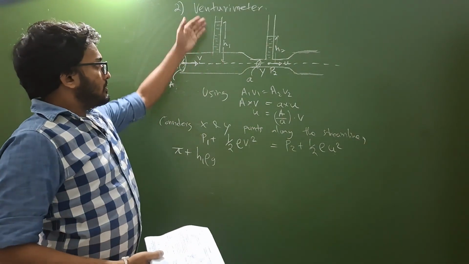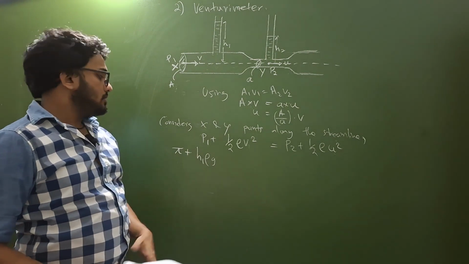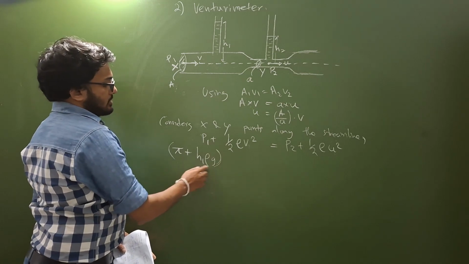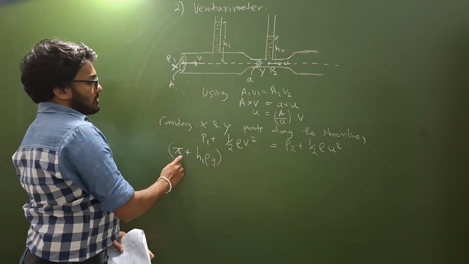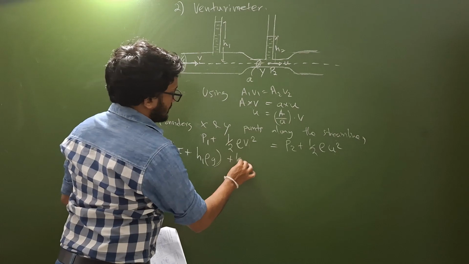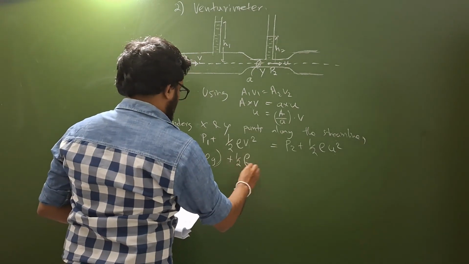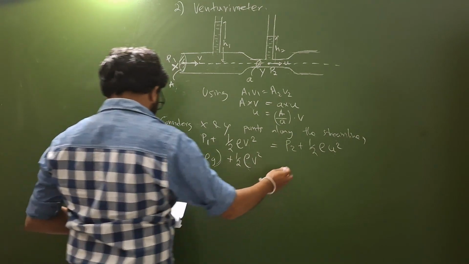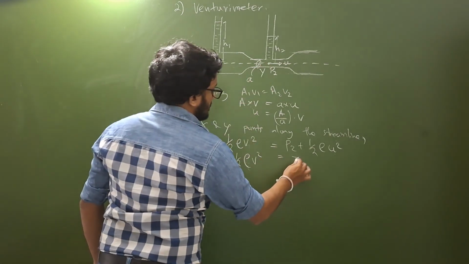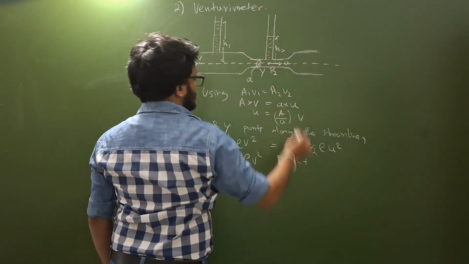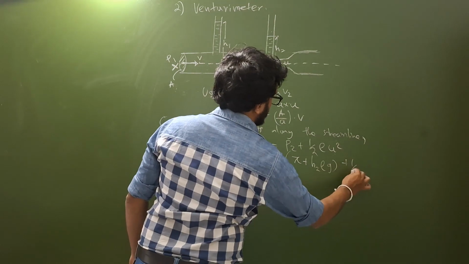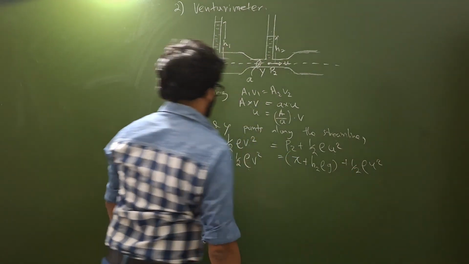Why? Pressure inside the liquid is given by the H rho G term. For that you have to include the atmospheric pressure also, plus half rho V squared, equal to P2. In the same way, I can write P2 as pi, the atmospheric pressure, plus H2 rho G plus half rho U squared.